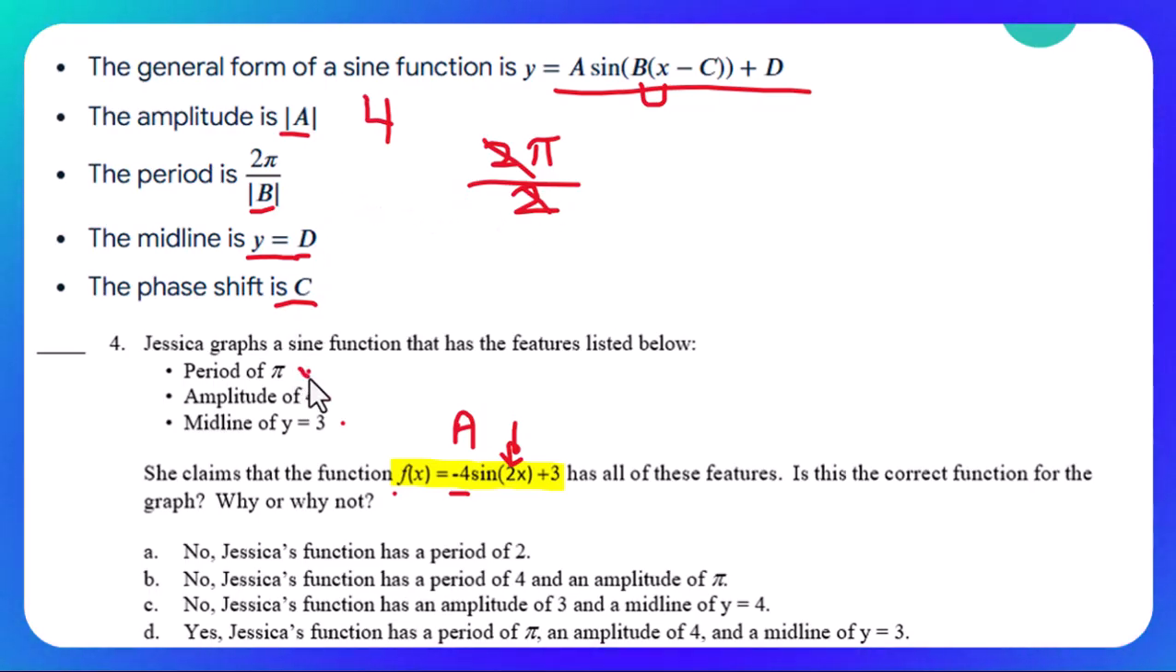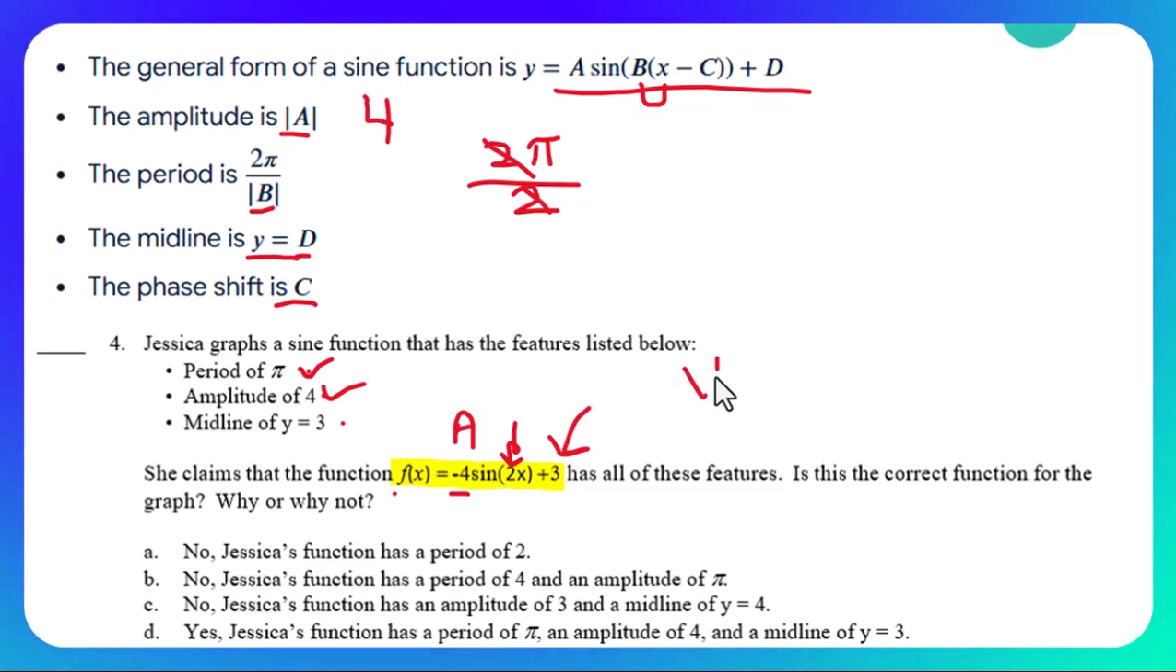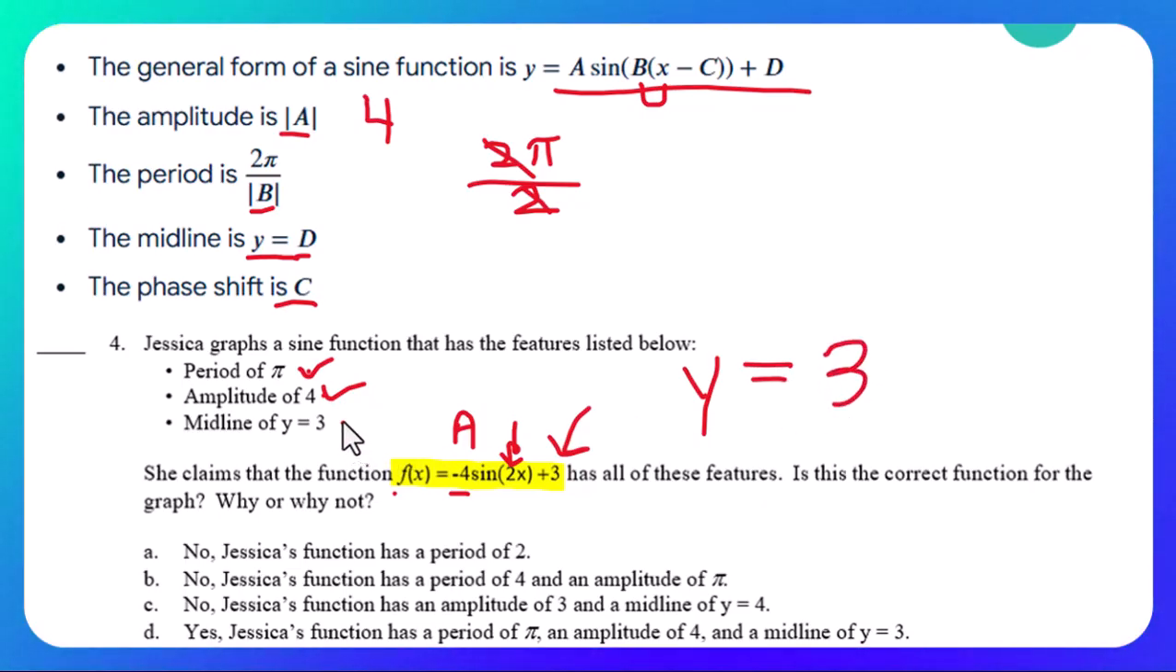So that checks. Our amplitude checks. Now let's look at the midline. The midline we get by taking what is added or subtracted onto our function, and that's a positive 3. So we just write in that equation, y equals positive 3. And that's a check as well. Okay, so the answer is yes. It is a function because it has a period of pi, an amplitude of 4, and a midline of y equal 3.